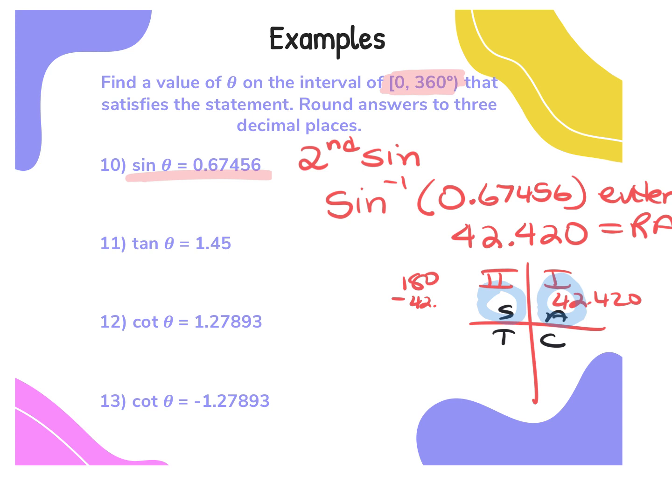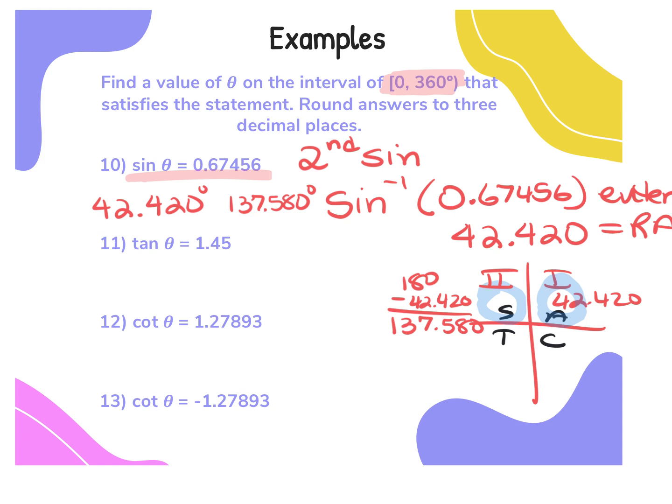So 180 minus 42.420. Once you do this subtraction, the other answer is 137.580. So my two angle measures that will give me that answer, my two thetas, are going to be 42.420 degrees and 137.580. Those are going to be the two angle measures where sine is positive, coming from quadrants 1 and 2.